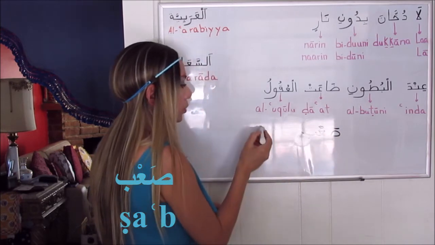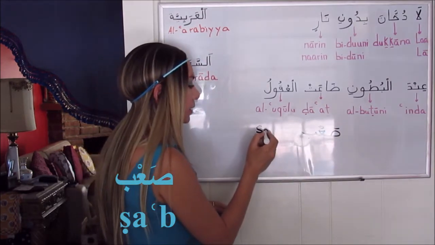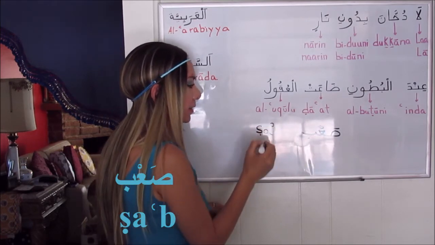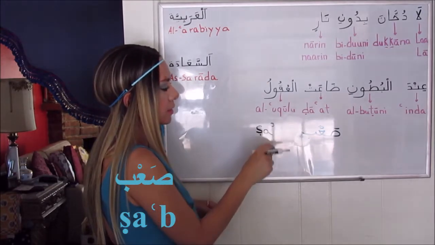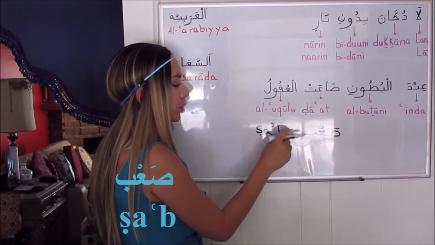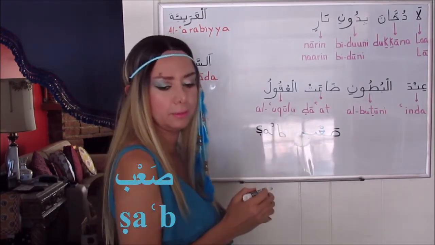So we have the dotted S followed by the letter A representing the fatha, and we have an ayn with the sukun. So we would just write this symbol. And we have a B with another sukun, that we don't write anything, just the B. صعب, difficult.